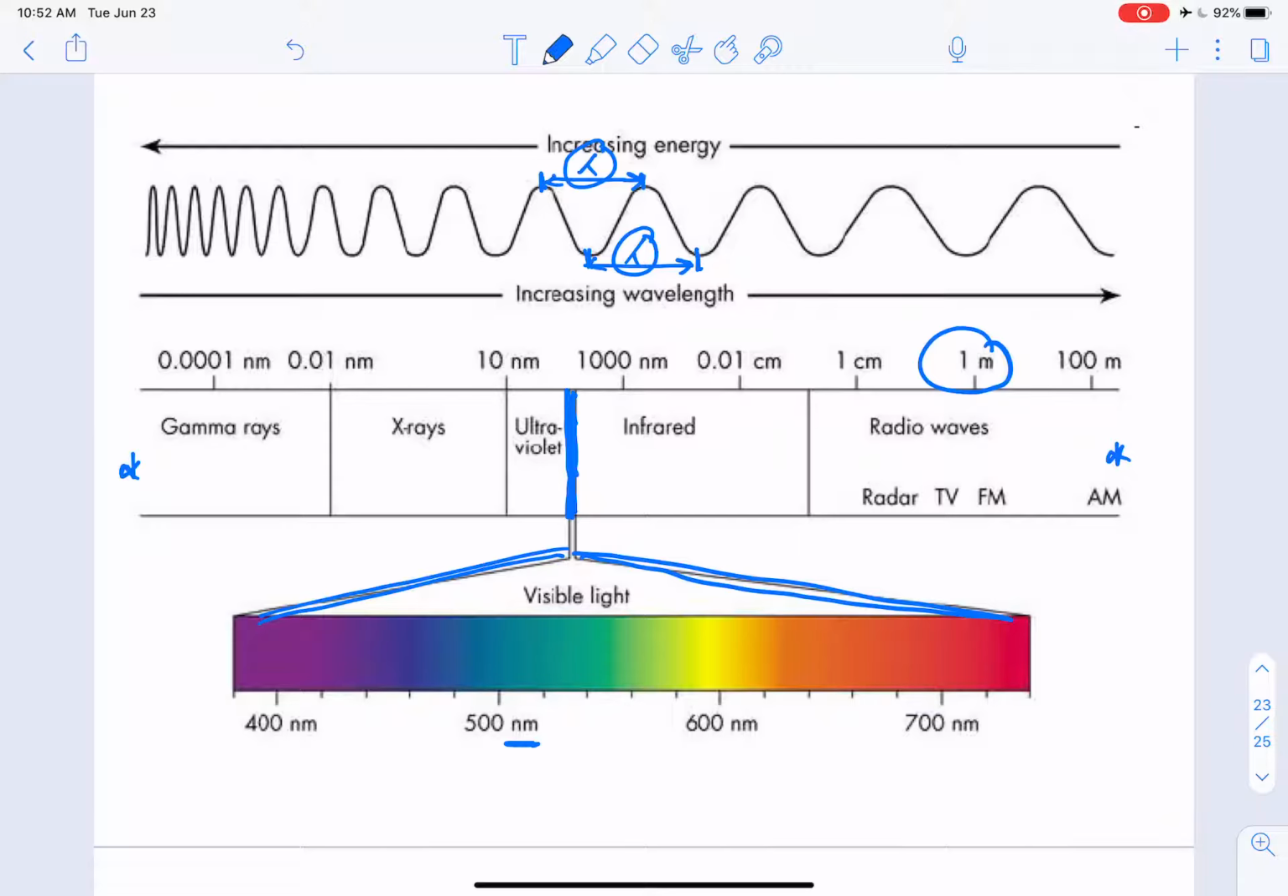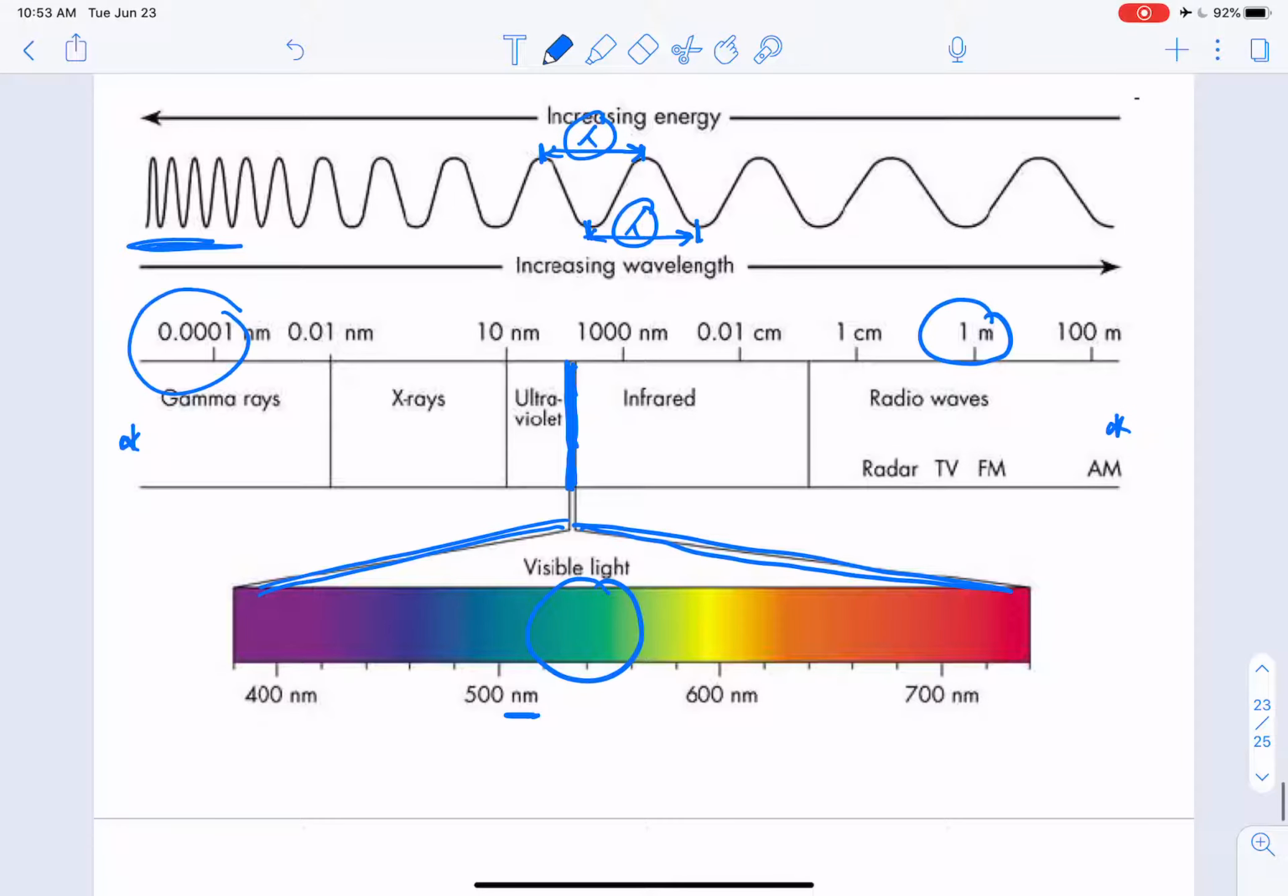Now gamma rays over here, we've got 0.001 nanometers, and that's a really small wavelength. So we have a high frequency over in this zone, very energetic, okay? So that's what that looks like, and that's what we're talking about when we say that our green light is about 550 nanometers. It's right there.